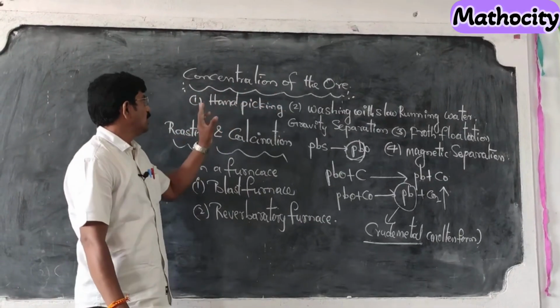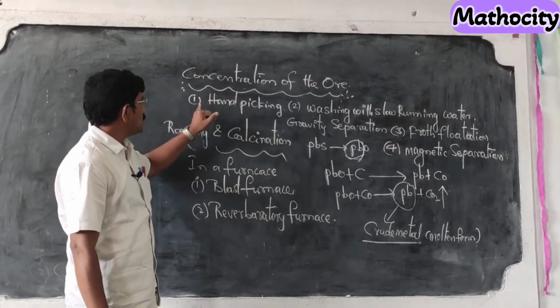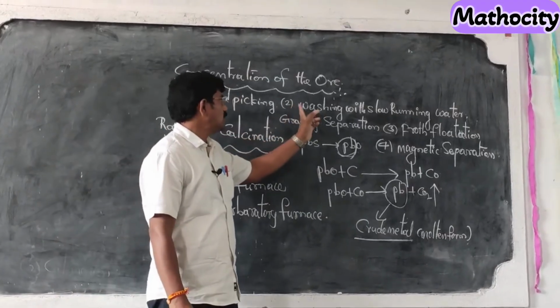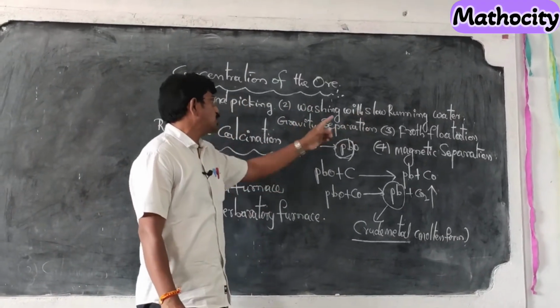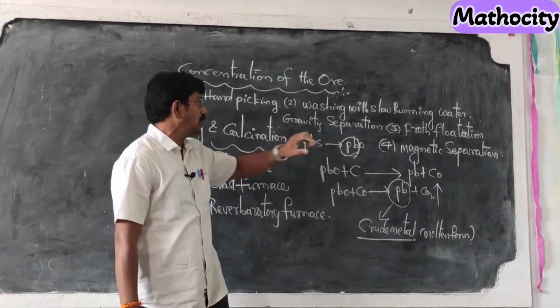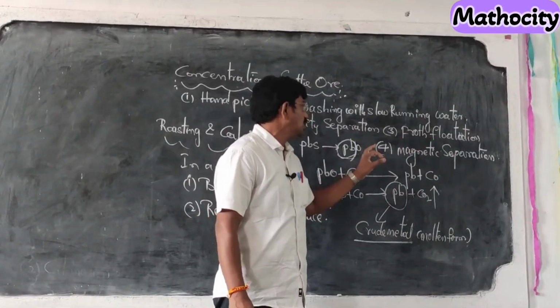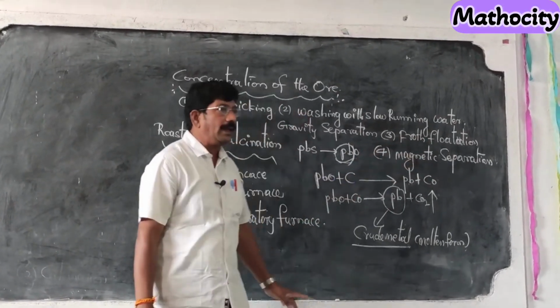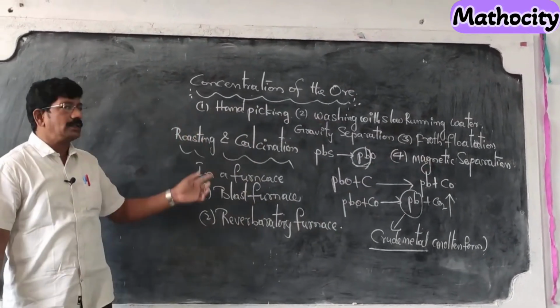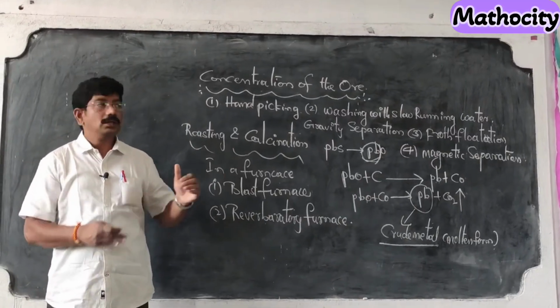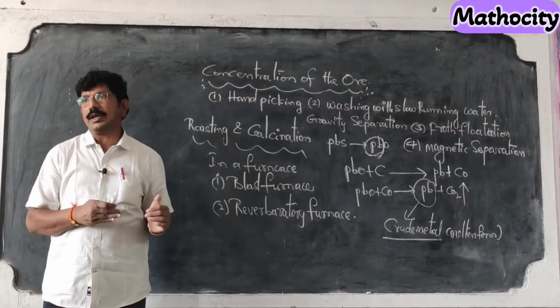These are the 4 methods we discuss in this session for concentration of the ore: hand picking, washing with slow running water, also known as gravity separation, froth flotation, and magnetic separation. When do we adopt these methods, we will discuss in detail in the next class.